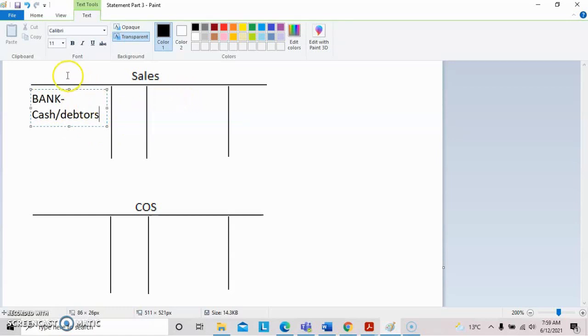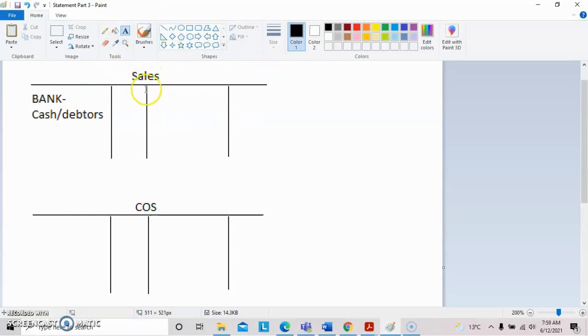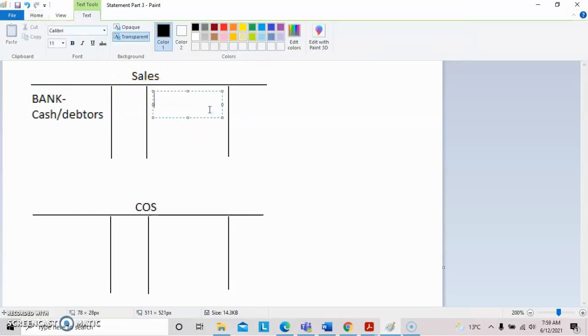Since this is a nominal account, our sales will increase on the debit side and decrease on the credit side. So everything that has to do with the increasing of sales will be on the debit side, and everything that impacts our sales negatively will be on the credit side. So here, the things that you have to put aside, you have the returns.